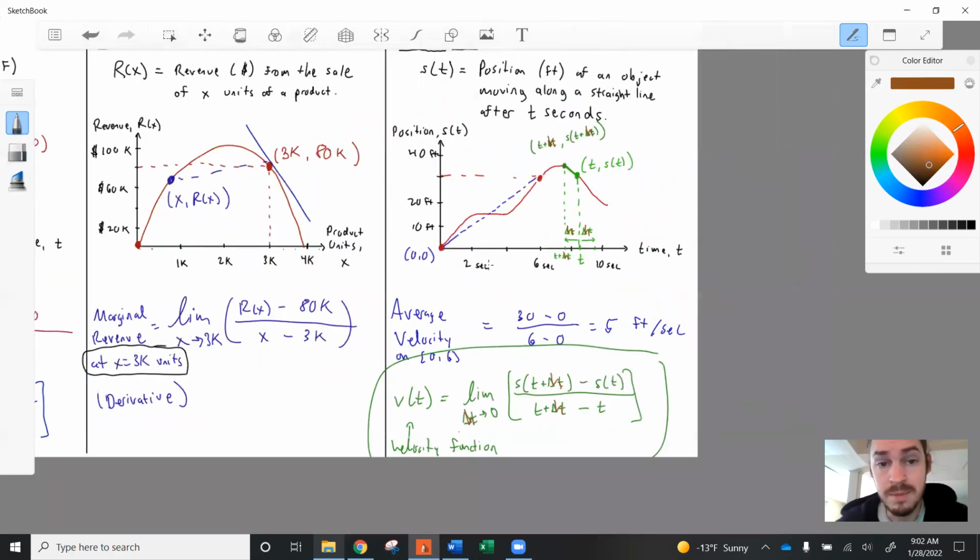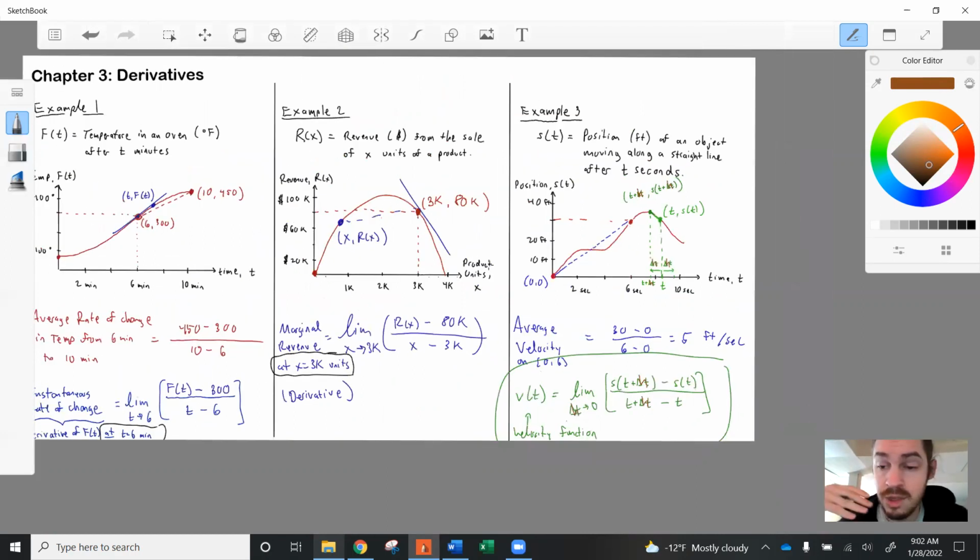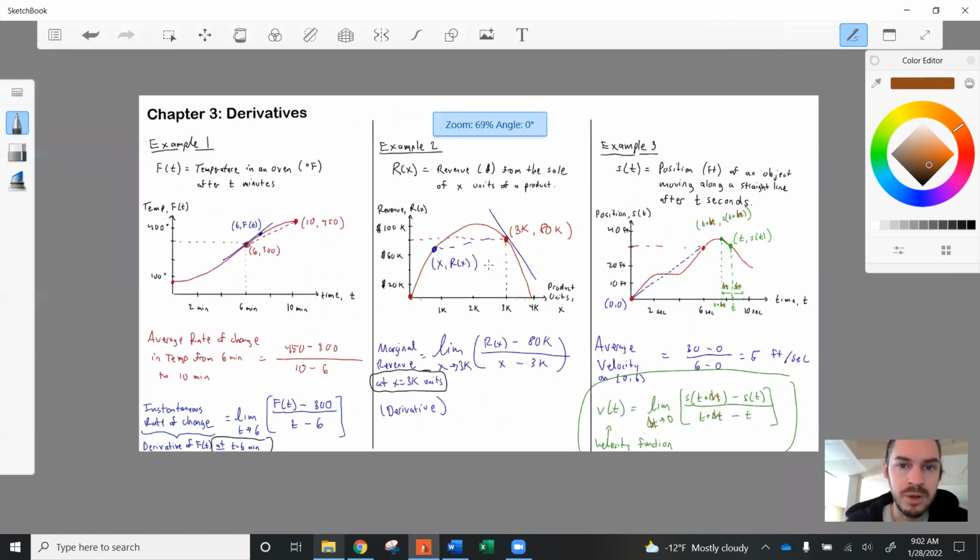Heads up. Okay, that is in line with what the OpenStax book does. If I use these videos in the future and I'm using a different book, then we might be using delta t, whatever. They're interchangeable. h is just a little easier to write. Okay, I think that's it.